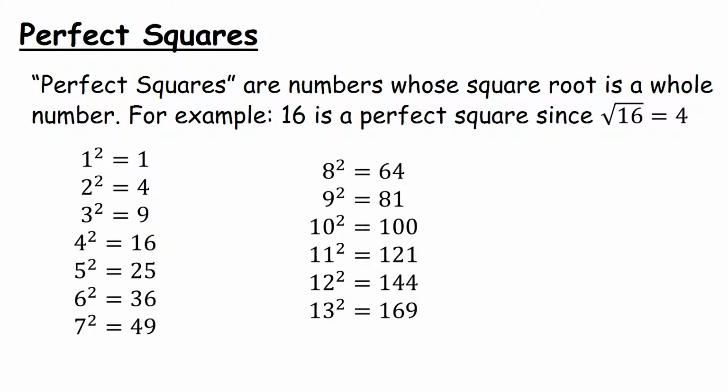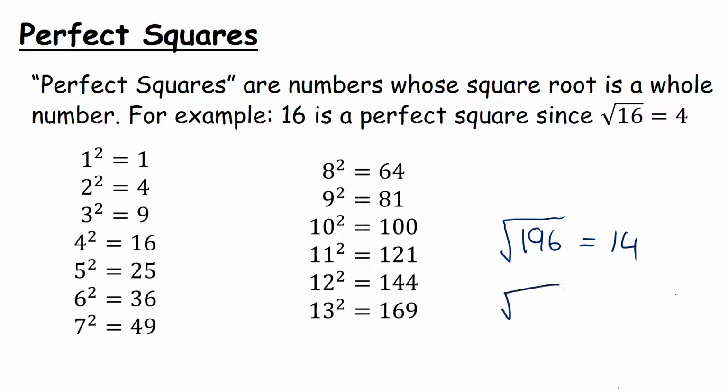So for example, if I gave you the number 196 and I said, is that a perfect square? Well, what you would do is put into your calculator the square root of 196. If you have your calculator in front of you, try it now, and you should get 14. So you'd say, yes, it is a perfect square.